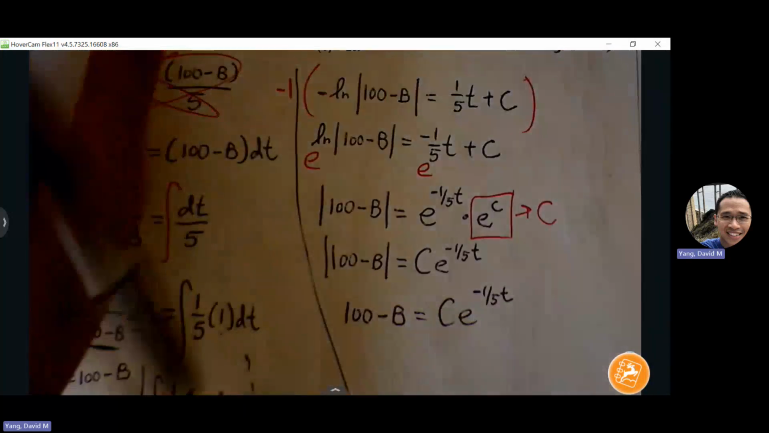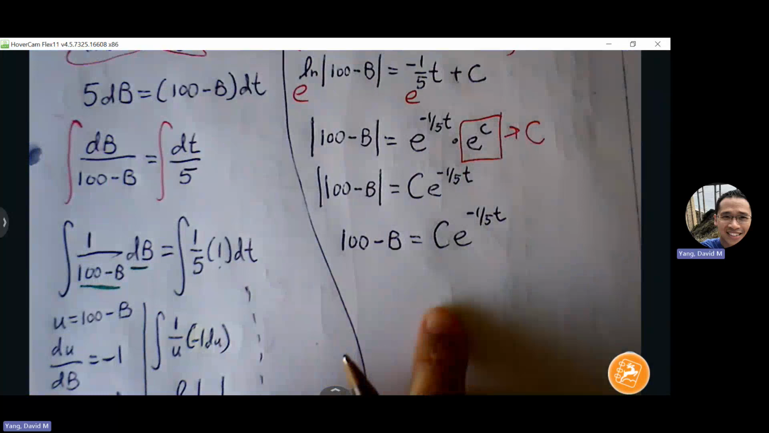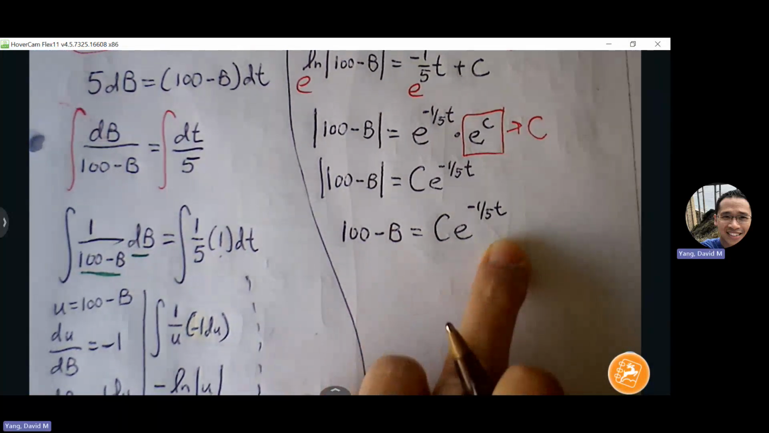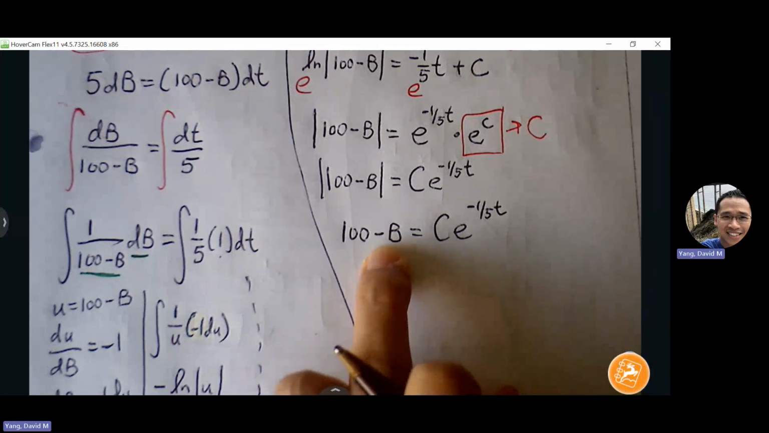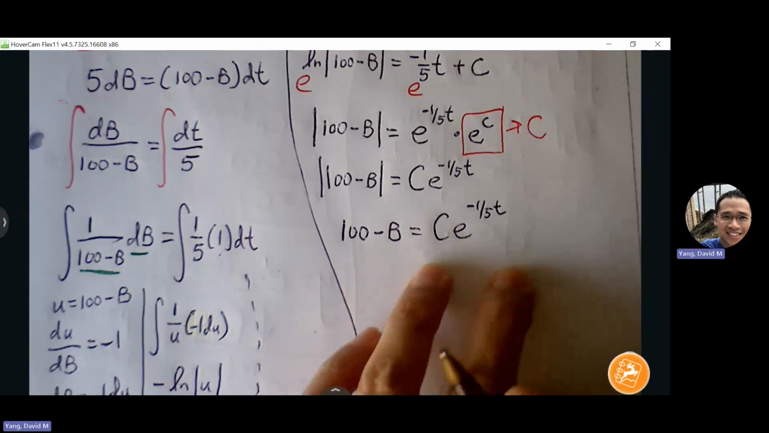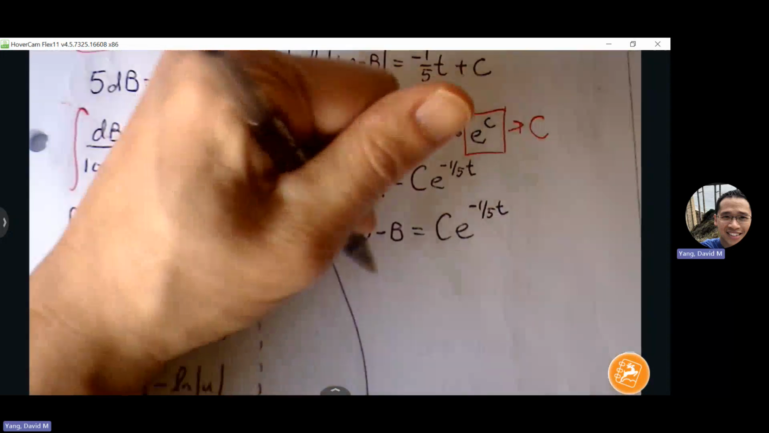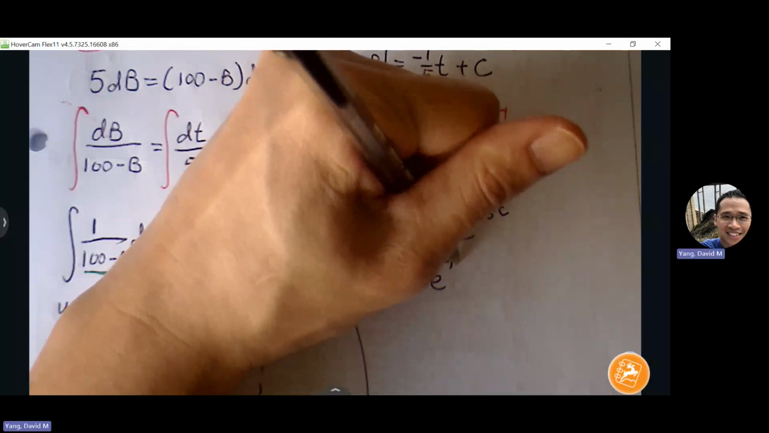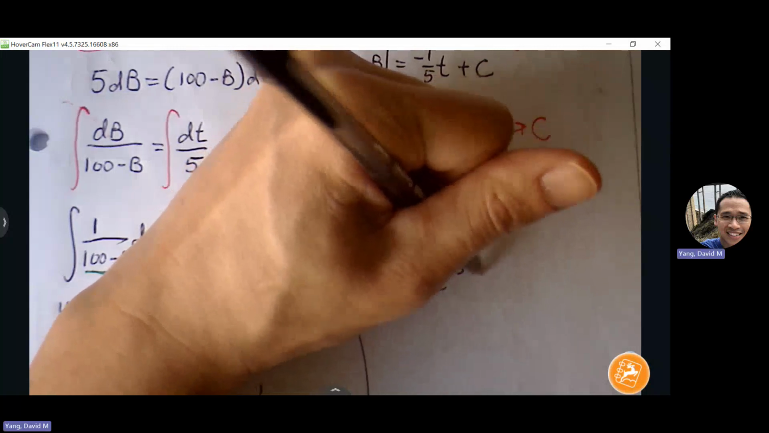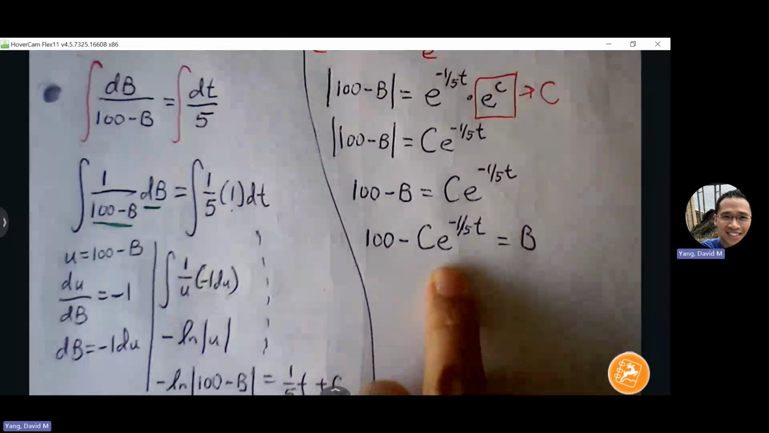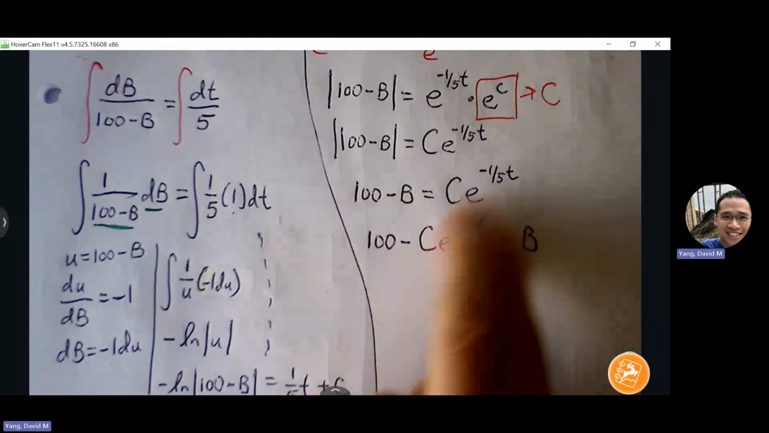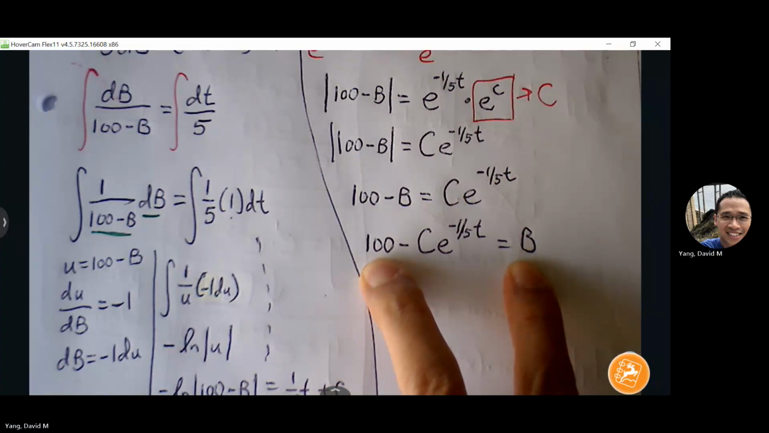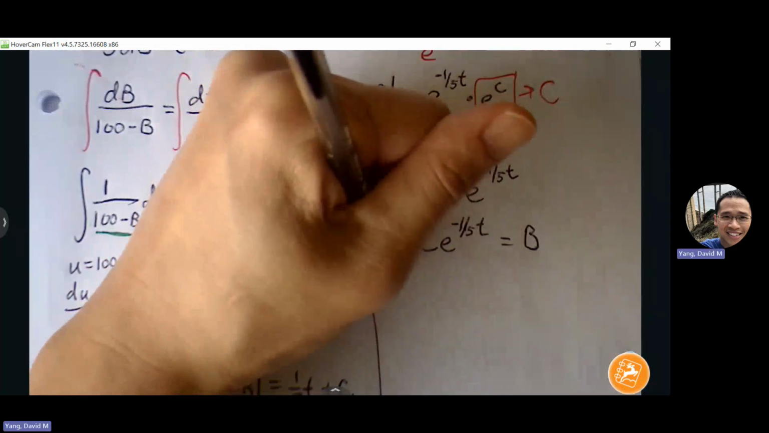Okay, we're almost there. Almost all getting that B by itself. I see a negative B here. I'm just going to rearrange it. I'll move the B to the right side and subtract the C. And then that way I have B by itself without having to multiply everything through by -1. So let me do this: 100 minus C e to the -1/5 t equals B. Does everybody see? I mean, you can also multiply everything through by -1 and bring everything over to the right side. But okay, let me reset here.